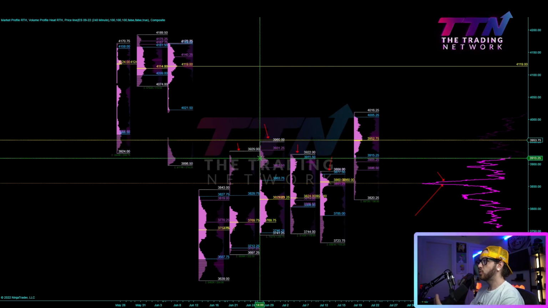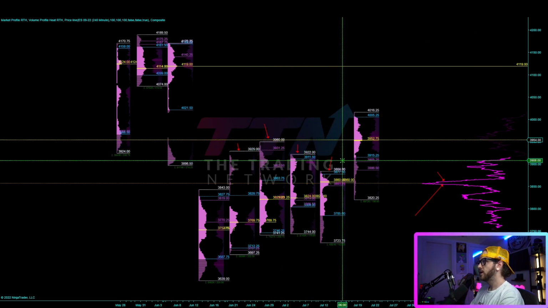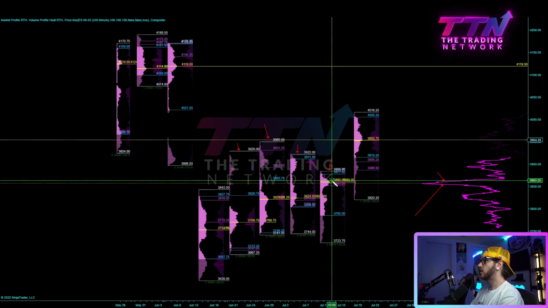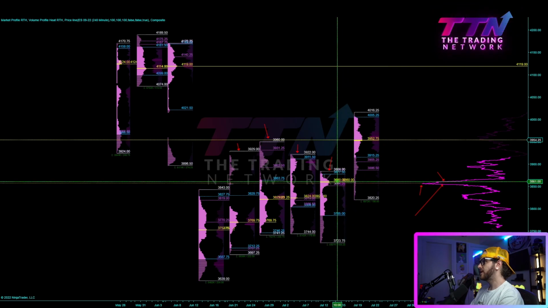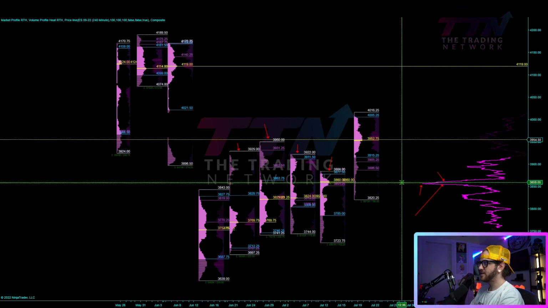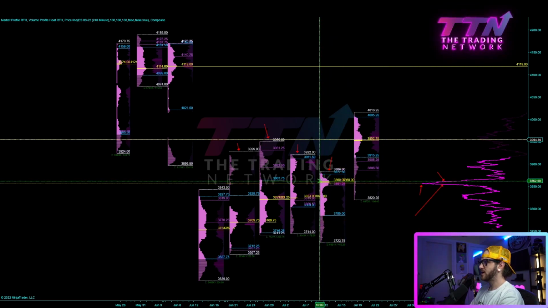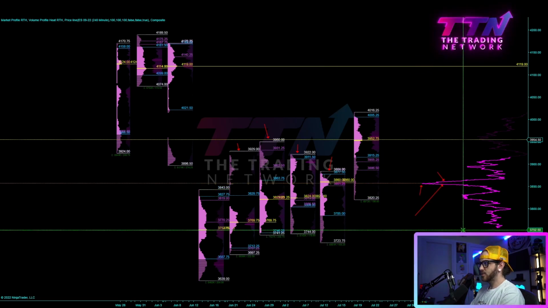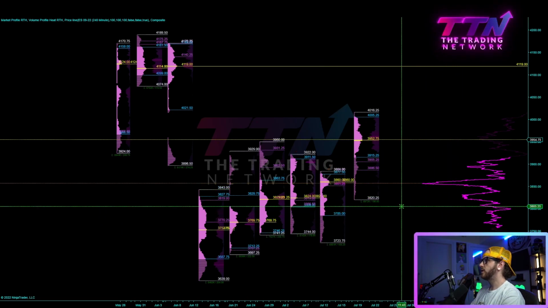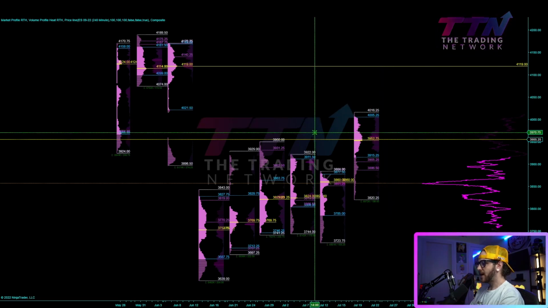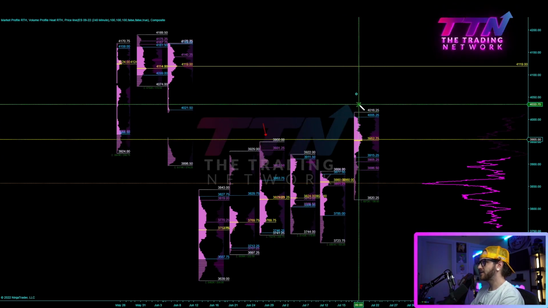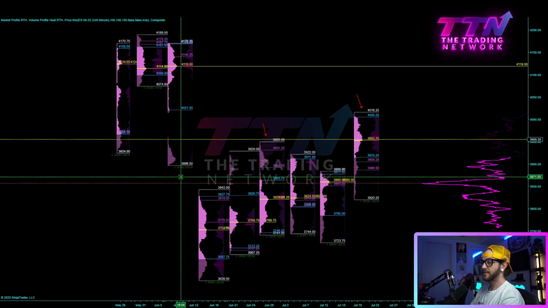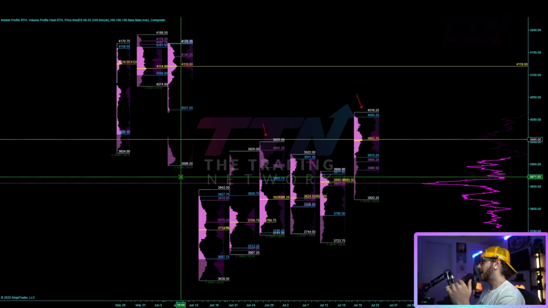If 3920, 3930 can't hold, look for a bit of a larger move down into 3880 and into 3860, 3850, where this prior POC from the week of July 11th is, as well as the monthly volume point of control. On the upside, if we can hold above 3950 and remain above that, it's going to increase the probability significantly of us moving into the 4016 level, which is the high from last week.